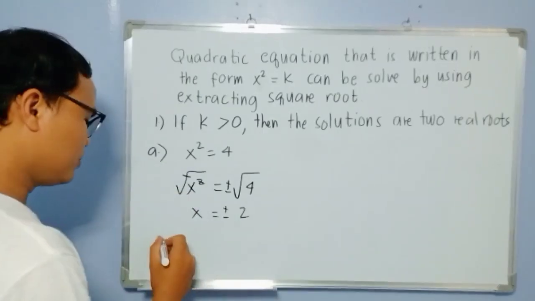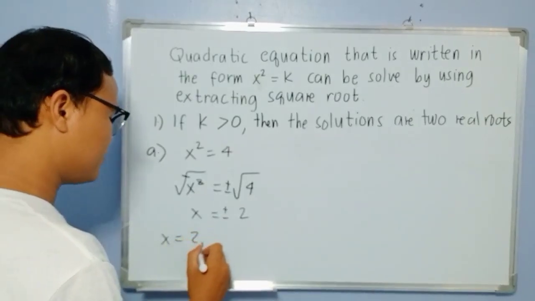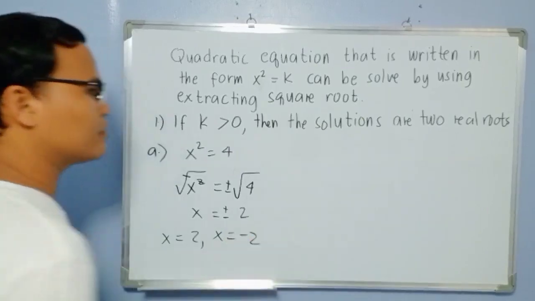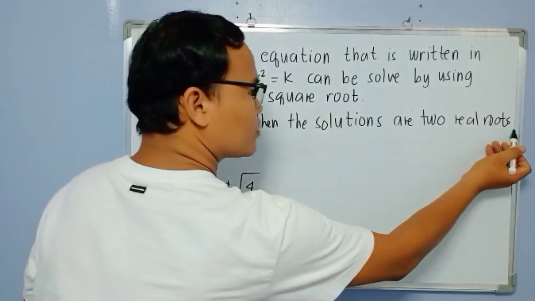Therefore, there are two solutions: x equals positive 2 and x equals negative 2. So we have two real roots.